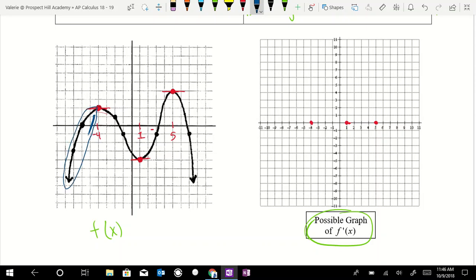So to the left of negative 4, f of x is increasing, so f prime of x is positive. So we'll draw a positive line, which just means it's above the x-axis. To the right of negative 4, f of x is decreasing. So we're going to be under our graph until we get to 1, and then we're increasing again, so we'll be above our graph until we get to 5, and then below our graph. Okay, so we're increasing, so we're positive. We're decreasing, so we're negative. Increasing, so positive, and then decreasing again, so negative.